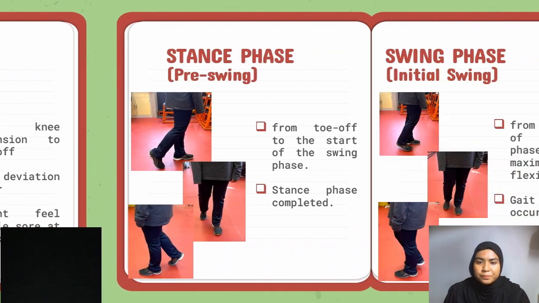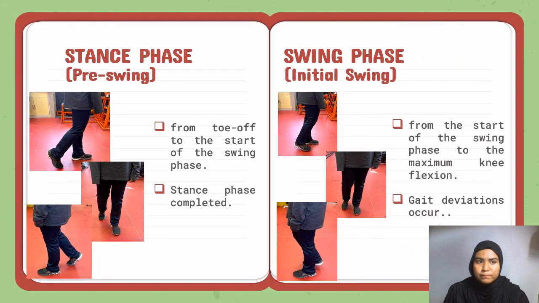Swing phase. This phase is the period from toe off to the start of the swing phase. Okay, if you have done this pre-swing phase, it means you have completed the stance phase, and you need to continue to the second major phase, which is the swing phase.